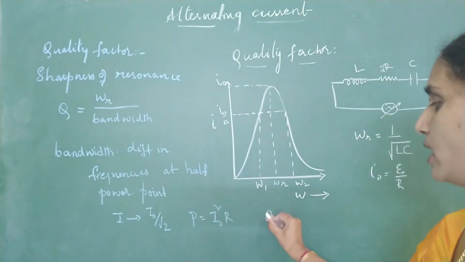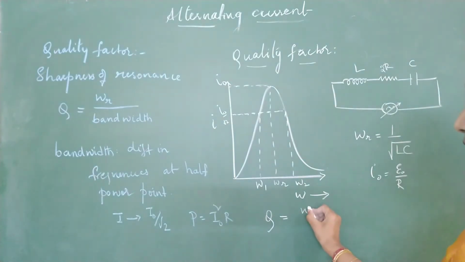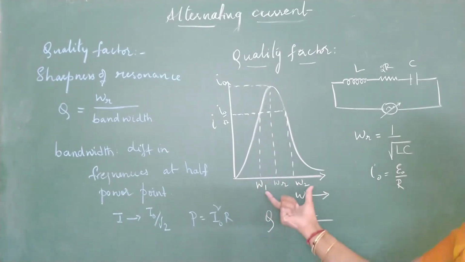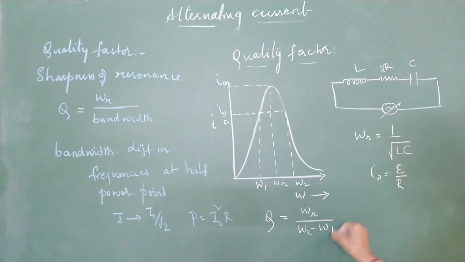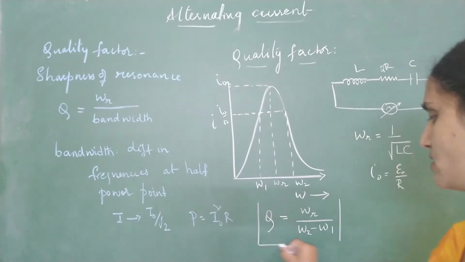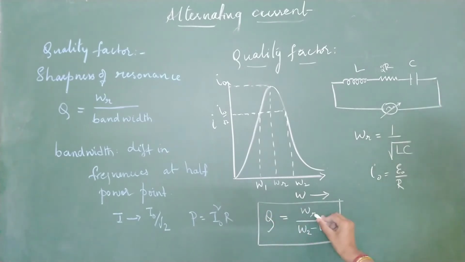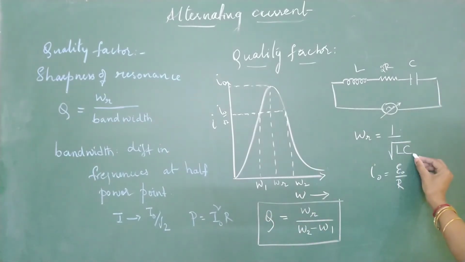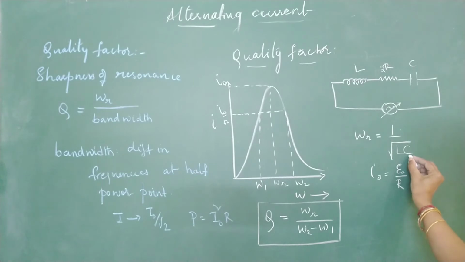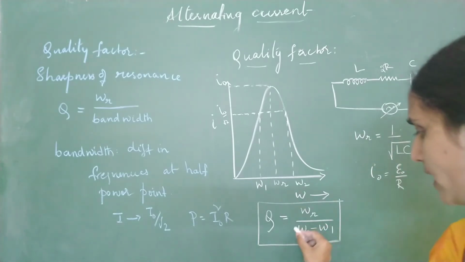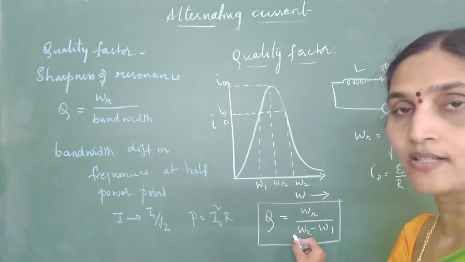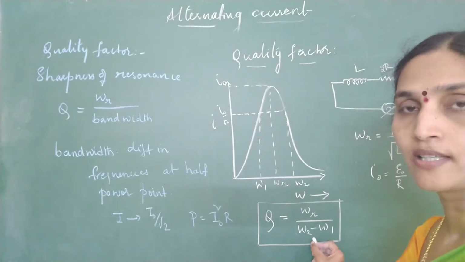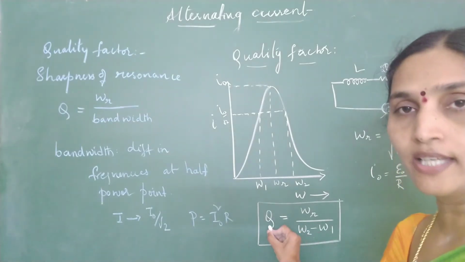Now how to write the quality factor? It is the resonating frequency divided by the bandwidth. From this graph I can write the bandwidth as omega 2 minus omega 1. We already know the resonating frequency, which is 1 by root LC; it depends on inductance and capacitance. Now I have to find out this bandwidth. If you can evaluate the bandwidth, then I can find the quality factor.